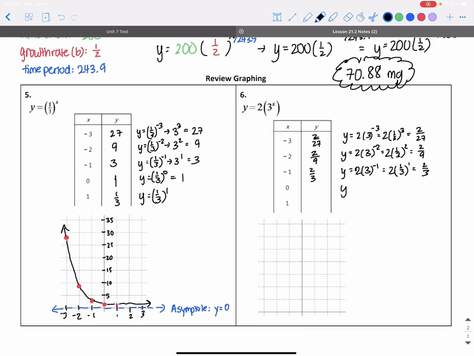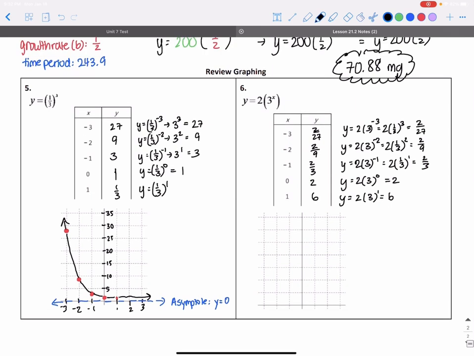Then 0 is going to give me 3 to the 0th power is 1. 1 times 2 is 2, so this is 2. And then 1 is going to give me 2 times 3 to the 1st power, which is 6. And then I'm going to plot these points. So again, I'm going to count by 5s, 5, 10, 15, 20, 25, 30, 35, and then -1, -2, -3, 1, 2, 3.